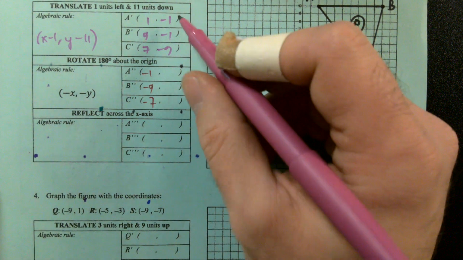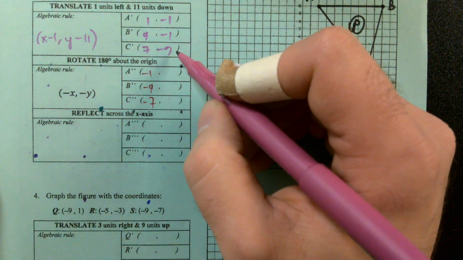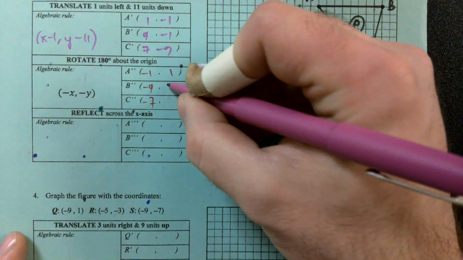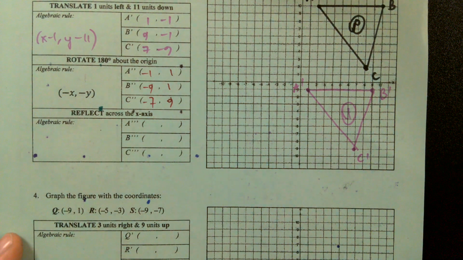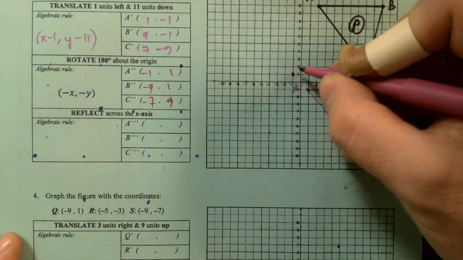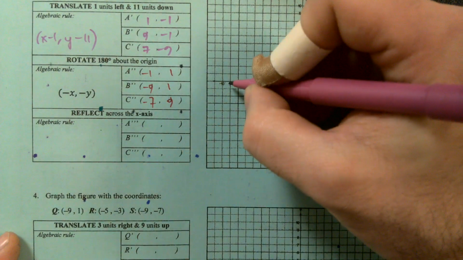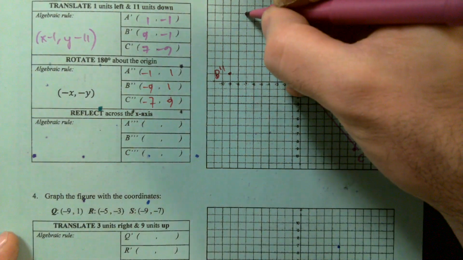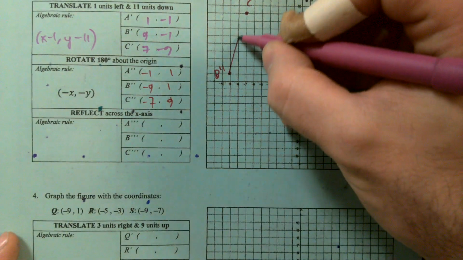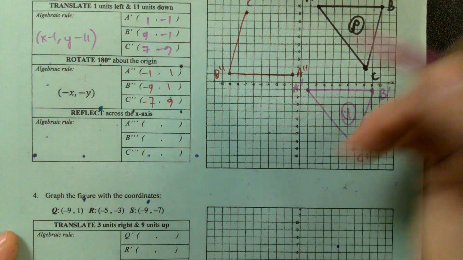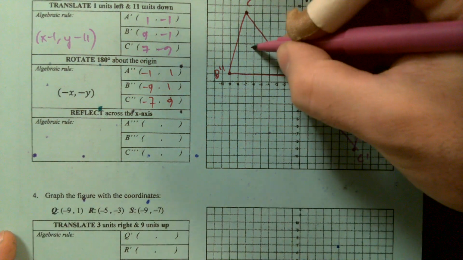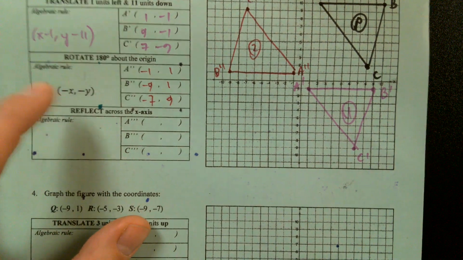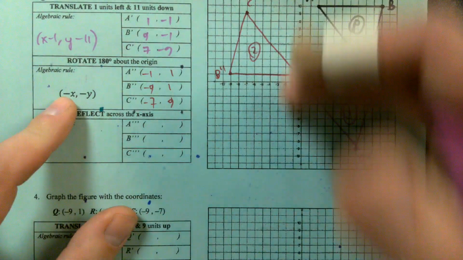Now I'm going to flip my y's. If my y's are -1, -1, and -9, and I flip them, what do they become? +1, +1, and +9. Now I can just graph those points. A double prime right there. B double prime right there. C double prime right there. Now if you use your slide, you'll get the same exact image. But that's a quick way for us to just use the rule, get the coordinates, plot the points.